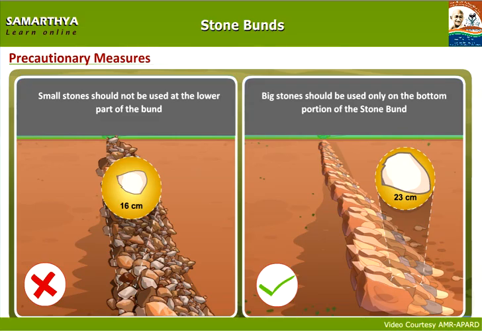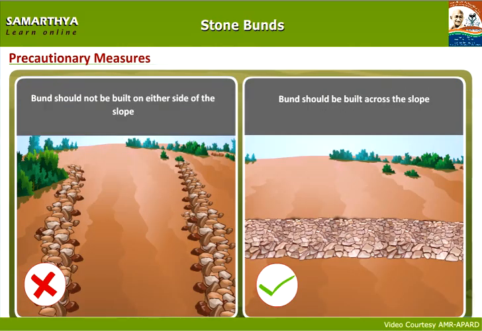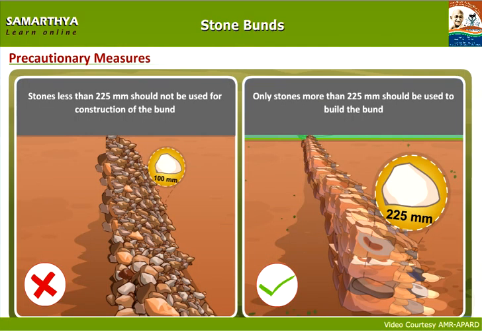Small stones should not be used at the lower part of the bunt. Big stones should be used only on the bottom portion of the stone bunt. While constructing stone bunts, stone packing should not be ineffective. Packing of stones should be effective while building stone bunts. A bunt should not be built along the slope. A bunt should be built across the slope. Stones less than 225 millimeters should not be used for construction of the bunt. Only stones more than 225 millimeters should be used to build the bunt.